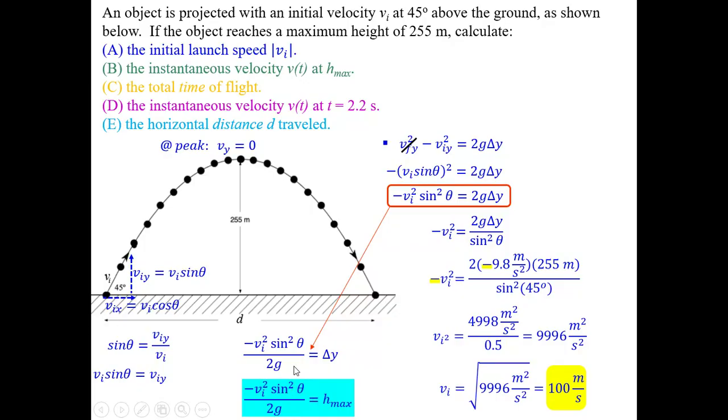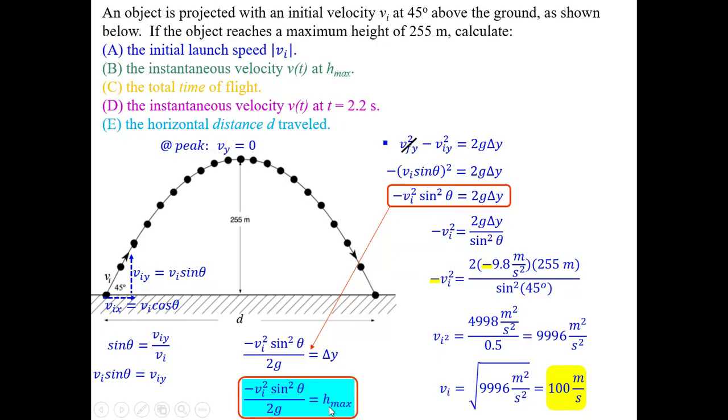This is actually your hmax function in terms of g, vi, and theta. So when a question gives you the launch angle and it tells you what the speed is, to find out how high it goes, this is the quickest way to do it, okay? So keep this in mind. If you're watching this video, you might want to add this to your notes.